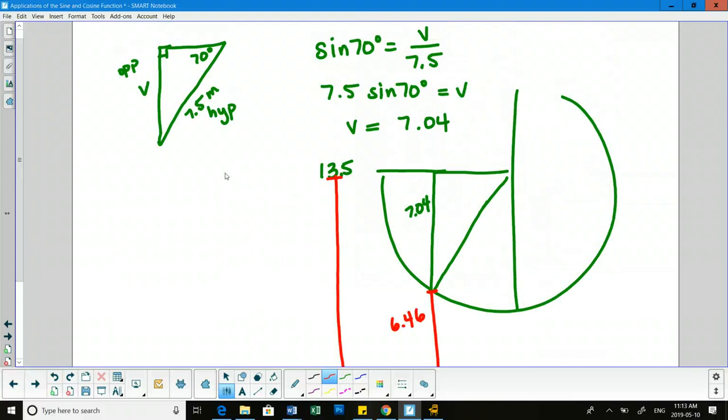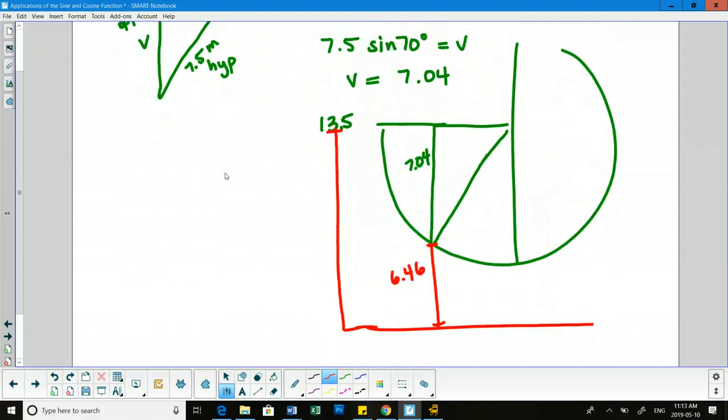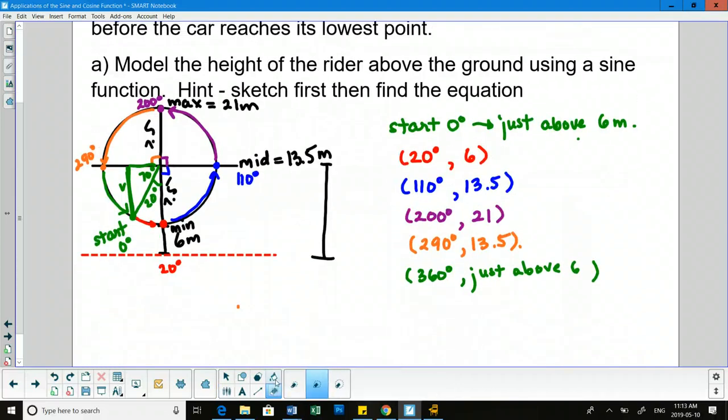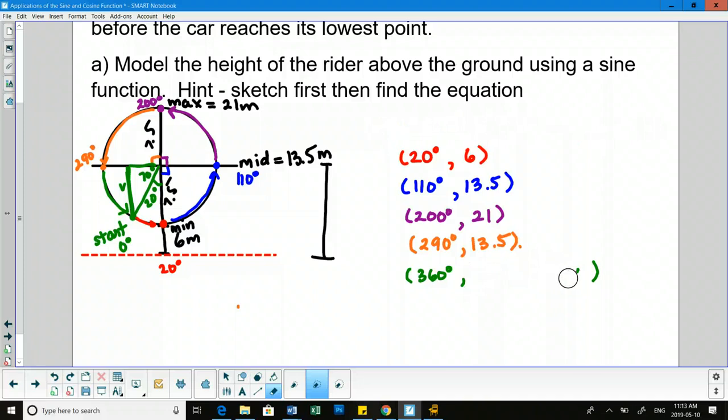Okay, so if ever you need a height that's not a max, a mid, or a min, you can always use Pythagorean theorem to help you out with that. So now we know our height that was just above 6 is actually 6.46. So we can actually enter that in here at 0 and at 360.